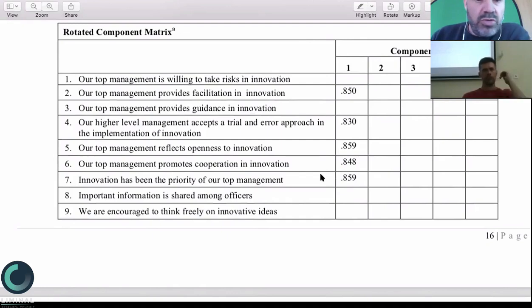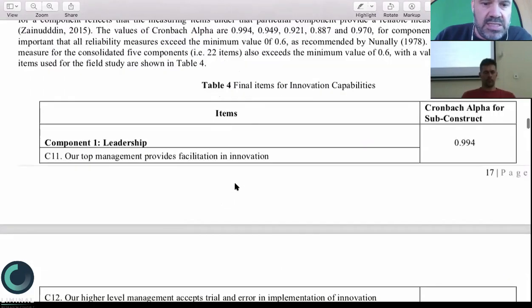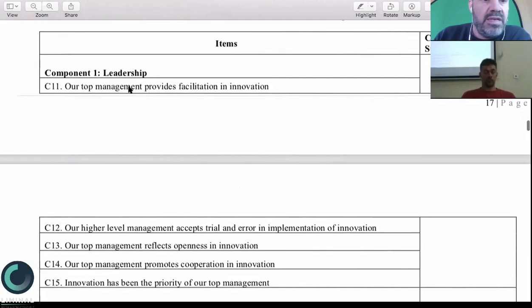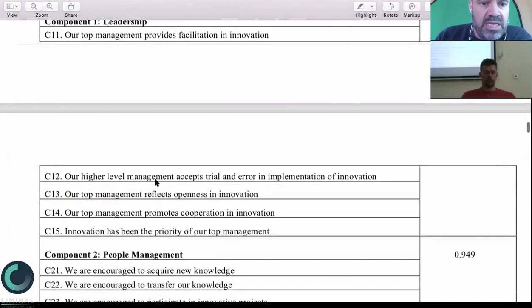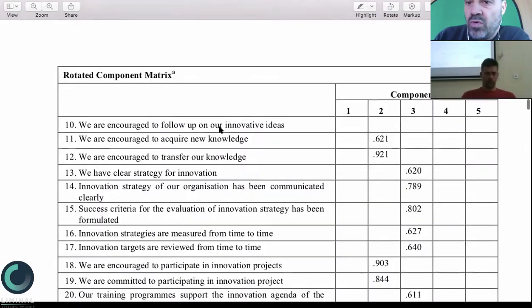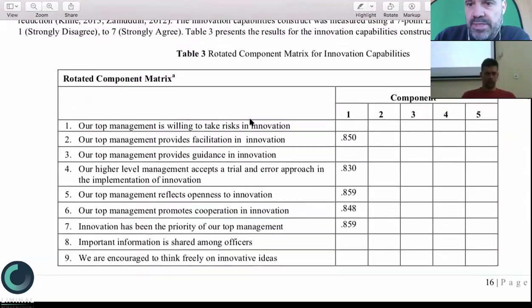So now what you do is you read through these questions here and come up with a common theme. So if you look at all these questions, what's the common theme here? And what you'll see is they come up with leadership here. So they say top level management provides facilitation in innovation, that's leadership. Higher level management accepts trial and error, so that's the leadership part of innovation. Okay. Then you go on with all the other components. The second one here.